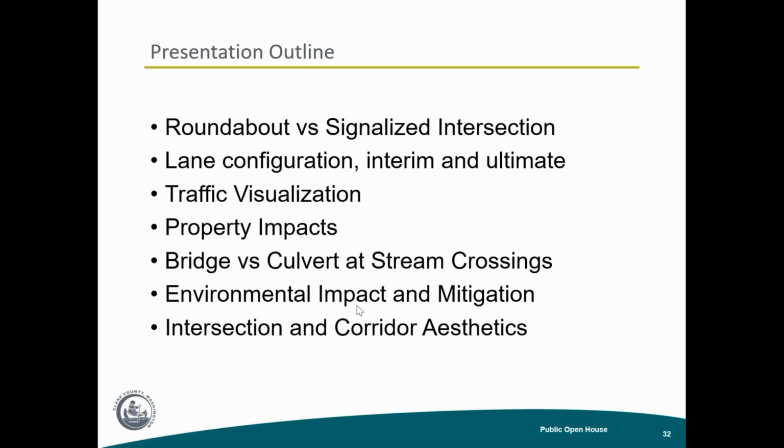Then I'll talk briefly about property impacts. We're not going to get into detail, but people have been asking about that, and we are meeting with some of the property owners, but I'll just mention that briefly. We'll talk about the 2 stream crossings there and the analysis we did to see what's the best way to go about those. I'll hit on environmental impacts because there are some in what we're doing. And then David will summarize with some aesthetics that we're looking at for the corridor.